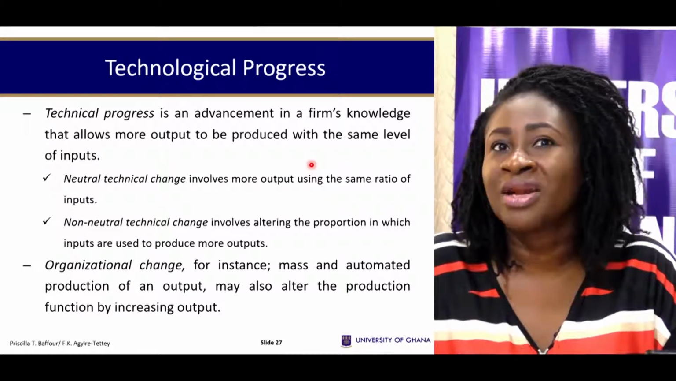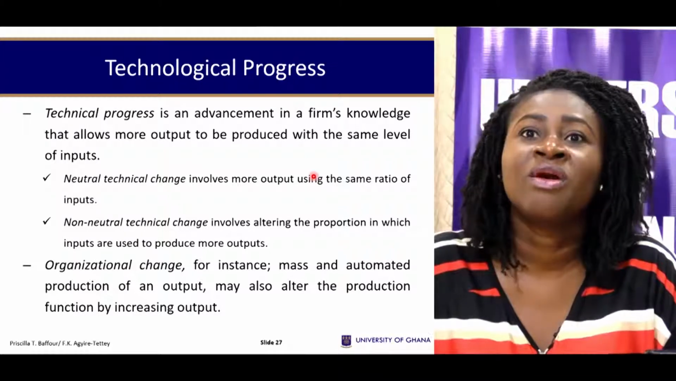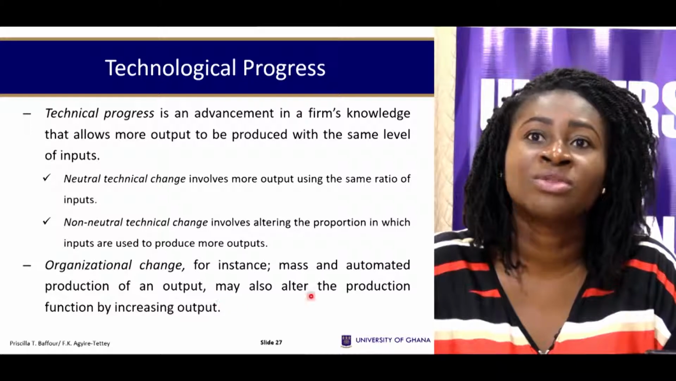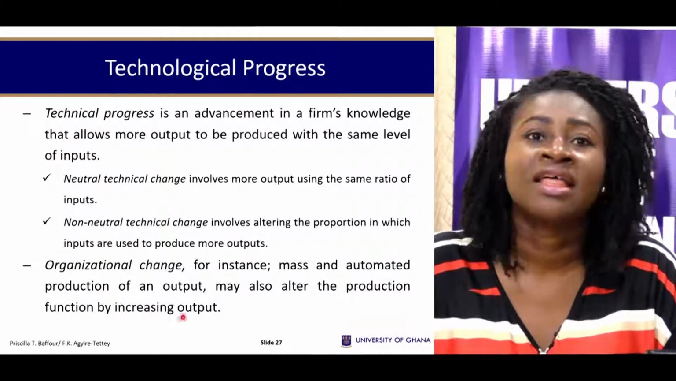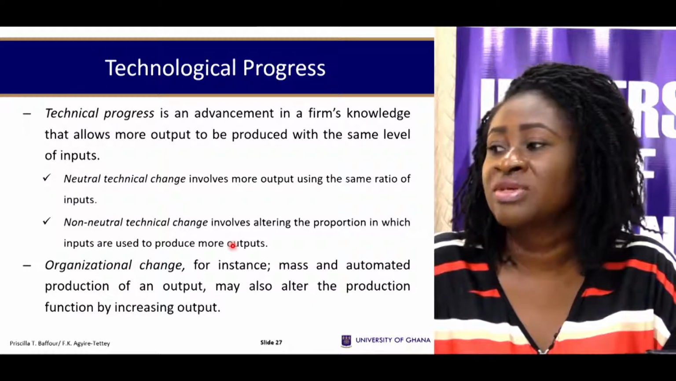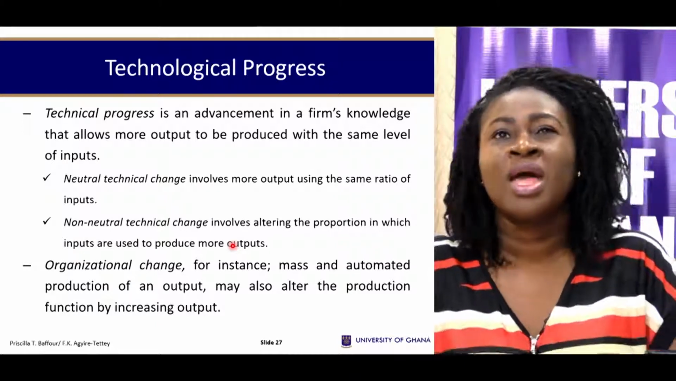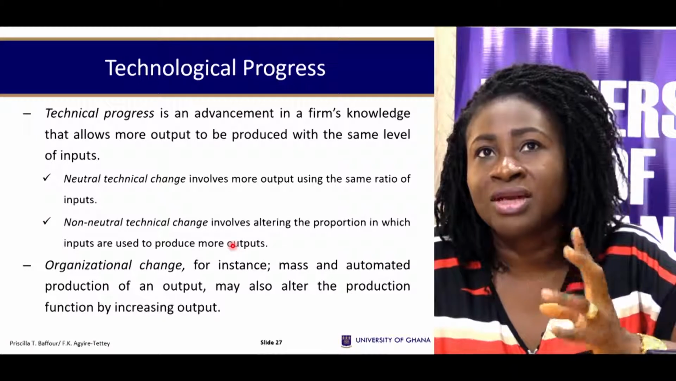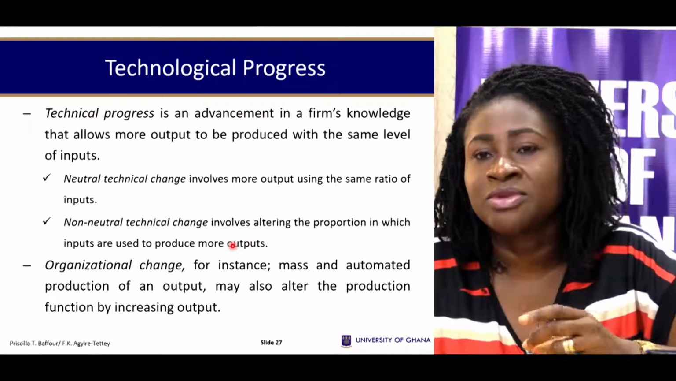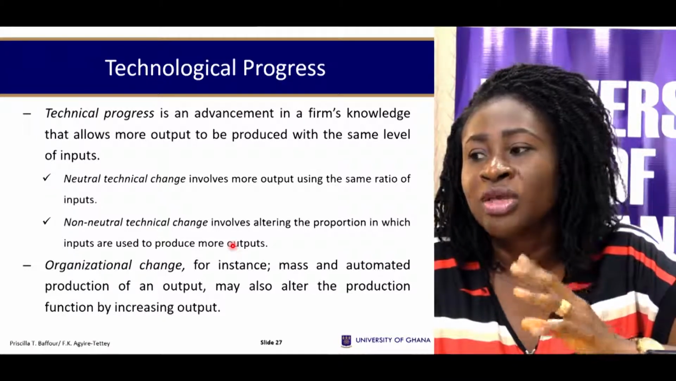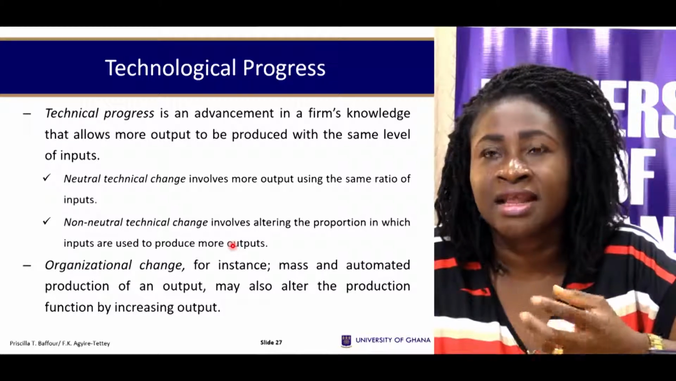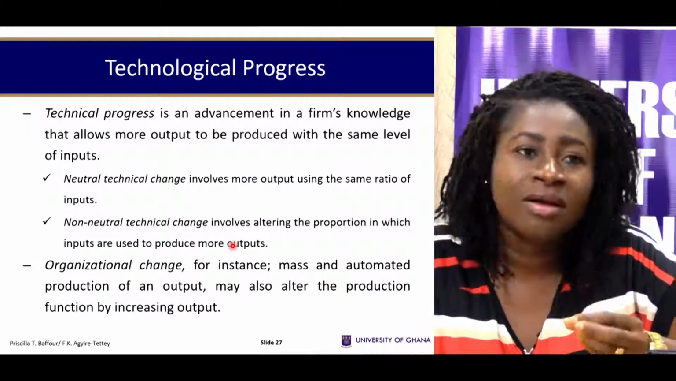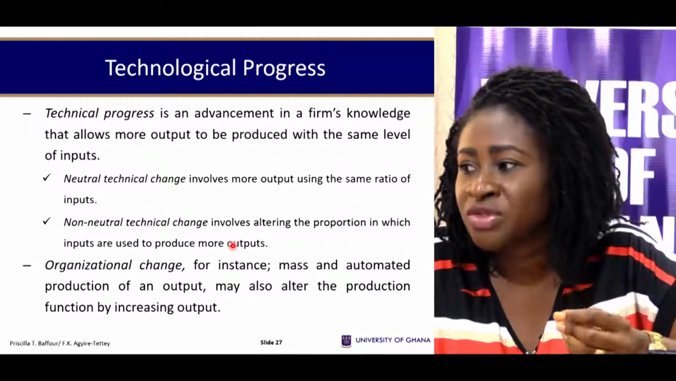In terms of organization, for example, mass and automated production of an output may also alter the production function by increasing output. So I would urge you to read further on the long run production, particularly with respect to economies of scale, technical and production efficiency, and the rest of the concepts that we have been introduced to.